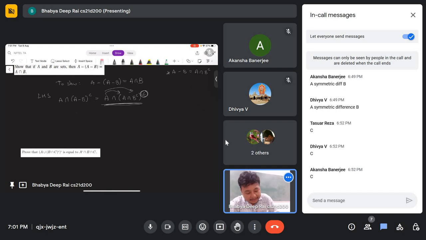Okay. So I will not use the distributive law, I'll use De Morgan's law. So A intersection turns into union, A turns to complement, and B complement turns to complement. Okay. Now remember, this is by De Morgan's law.